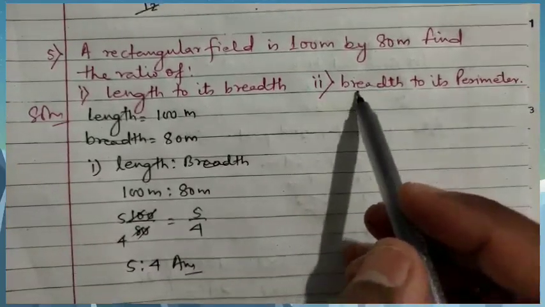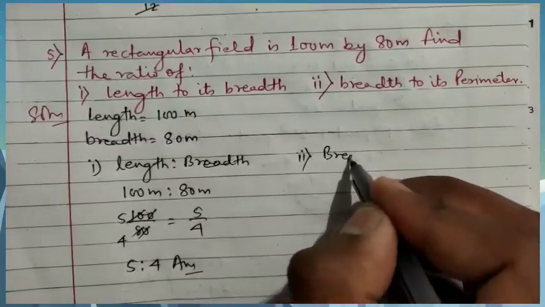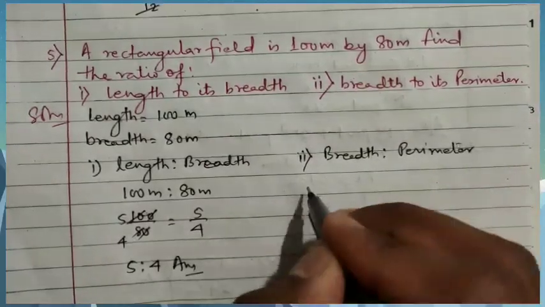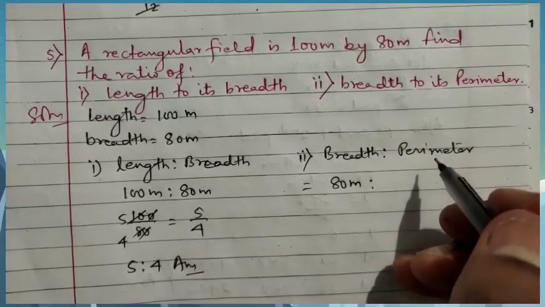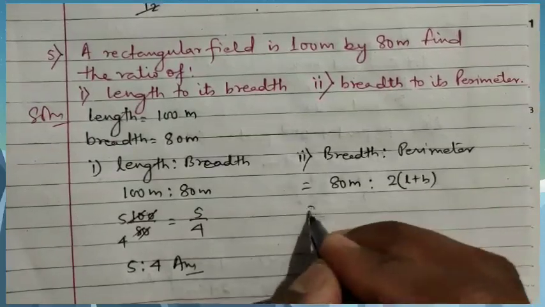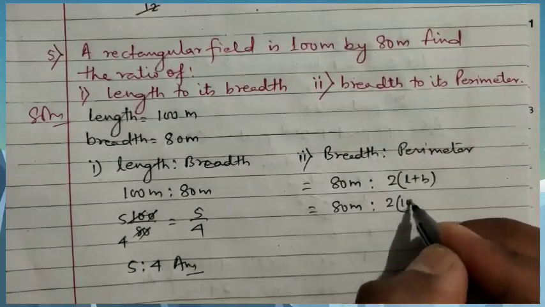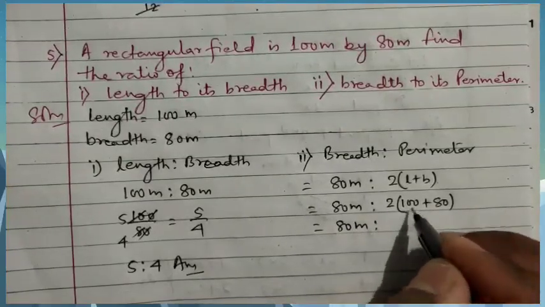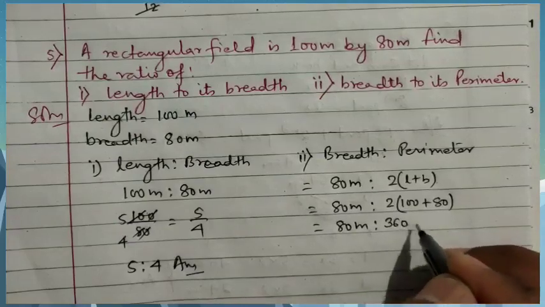The second question is saying breadth to its perimeter. The value of breadth we know is 80 meter. The value of perimeter is not given. We will find it by using the formula 2 into length plus breadth. In the next step we will put the values: 2 into length, length is 100 meter, plus breadth is 80 meter. Now in the next step, 80 meter ratio 100 plus 80, 180, 180 into 2, 360 meter.